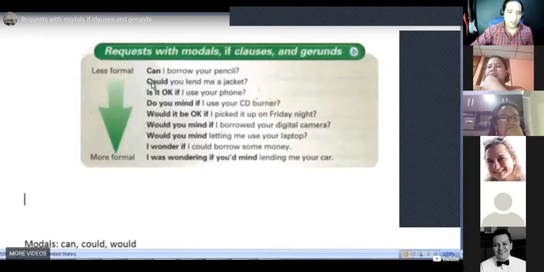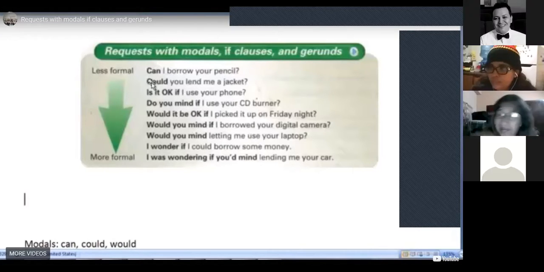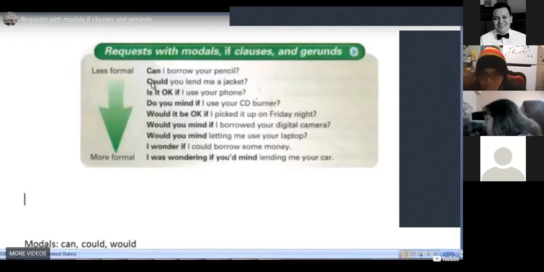Stanley, what do you think? Give me an example. Will it be okay if... Stanley may not be here yet. Okay. Will it be okay if I open the window? Perfect. Great example. Now that is cold, right? And really cold. So will it be okay if I open the window? Excellent. Estaría bien. Let's go with Vadi.